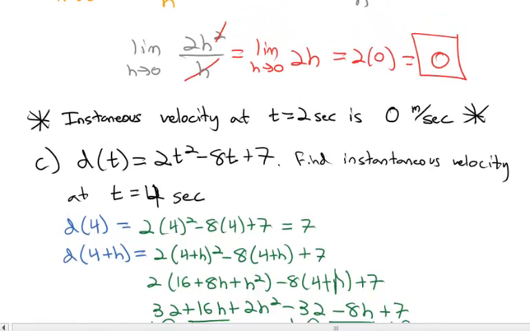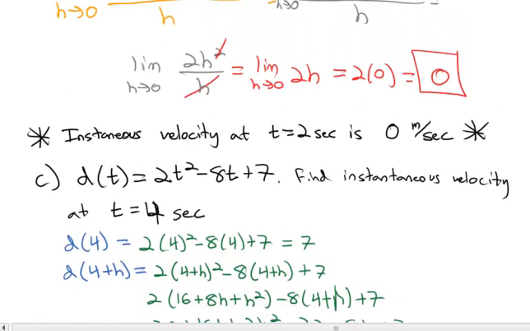Compare that to what we got in part B, where we said the instantaneous velocity at 2 seconds was 0. Which means at 2 seconds, at that moment, it's not getting any farther or closer. It is stationary. At 2 seconds, it is going to stay where it's at until it changes its direction.